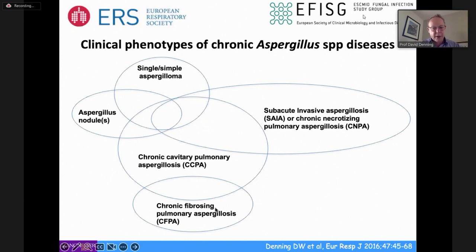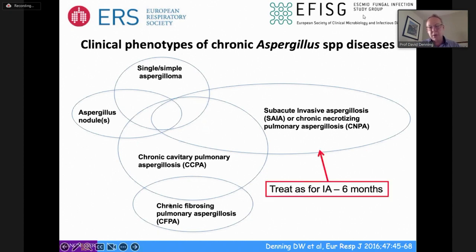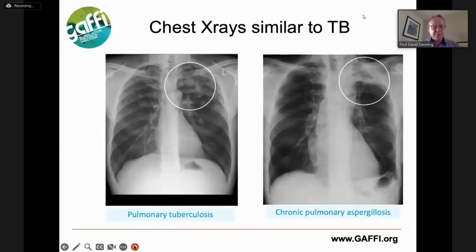And then the other group are patients who are somewhat immunocompromised, typically patients with low-dose steroids or methotrexate, and they get a subacute invasive disease, which typically presents over 4, 6, 8 weeks. And those patients should be regarded as having invasive disease and treated as such.